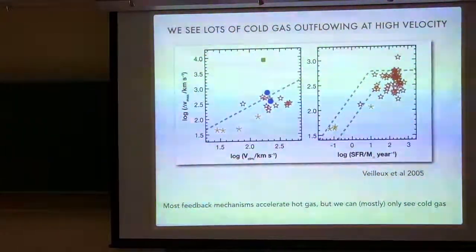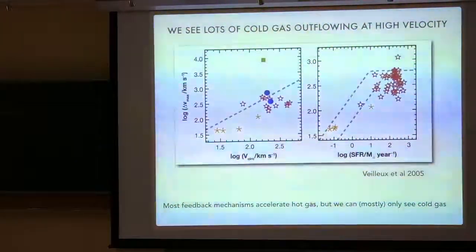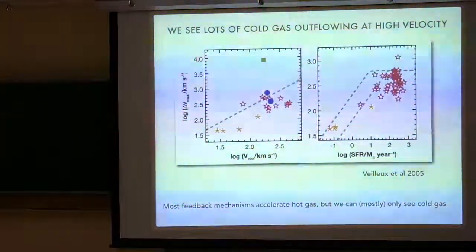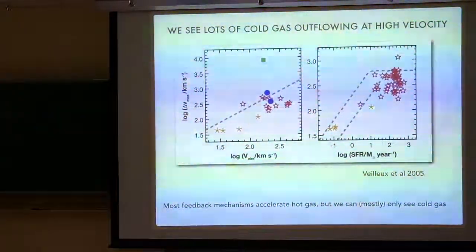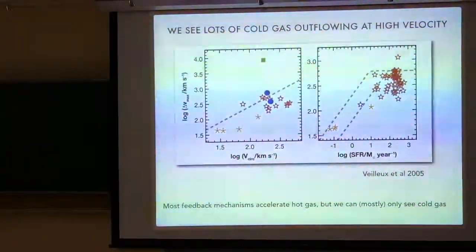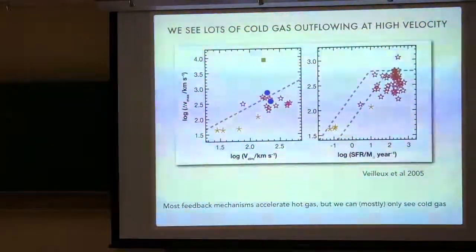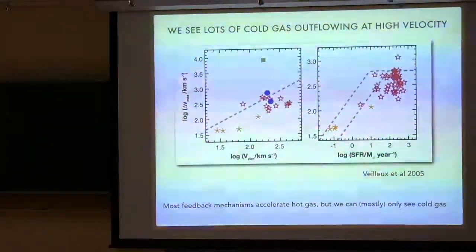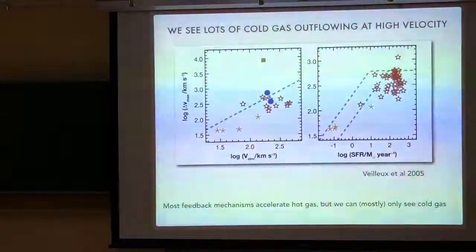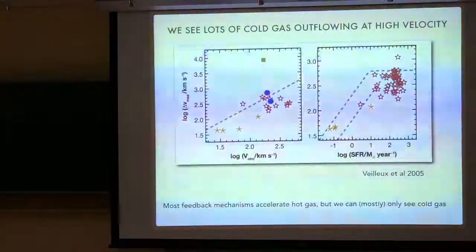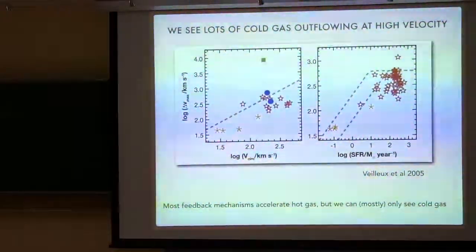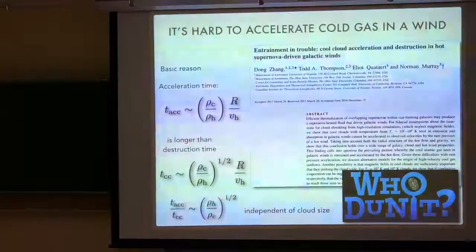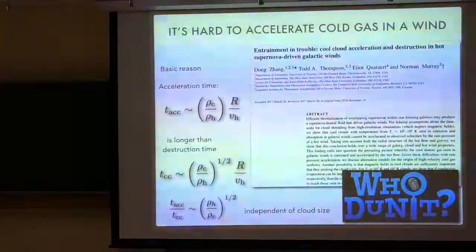As already has been discussed over the past few days, we see lots of cold gas outflowing at high velocity, and how does this happen, right? There's an entrainment problem. The feedback mechanisms we talk about mostly affect the hot gas, but for the most part, we can only see the cold gas. That most of the gas we see is in quasar spectroscopy. And this is not easy.